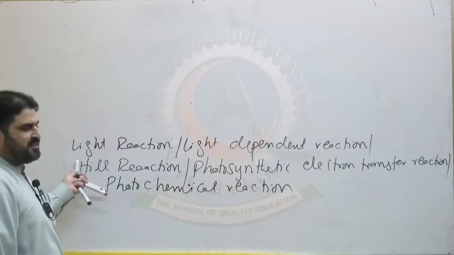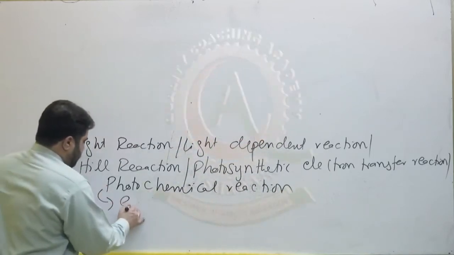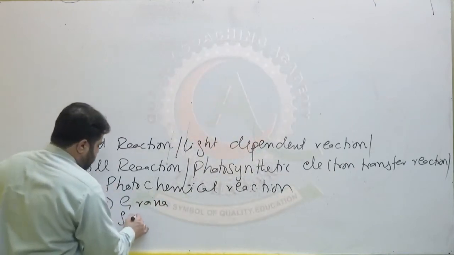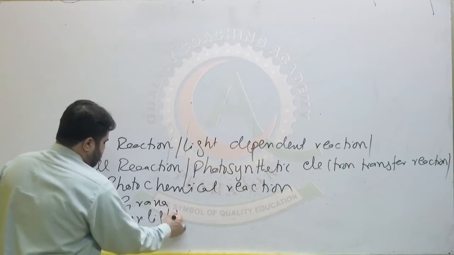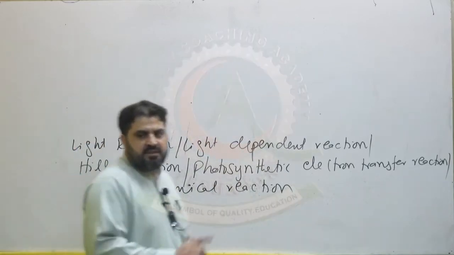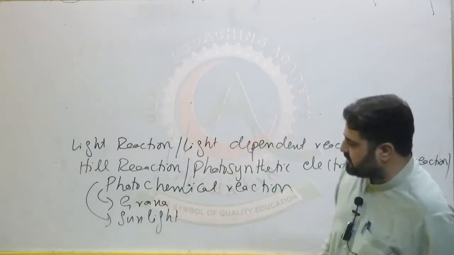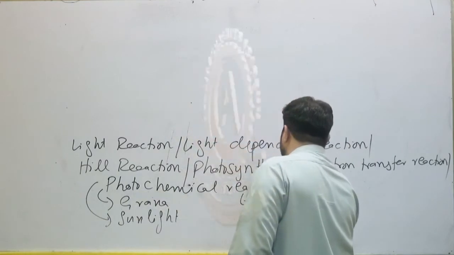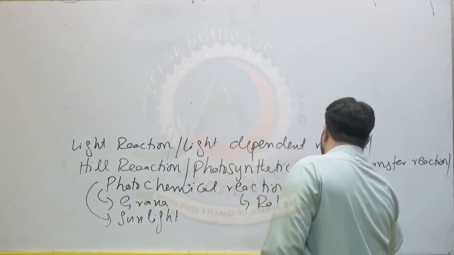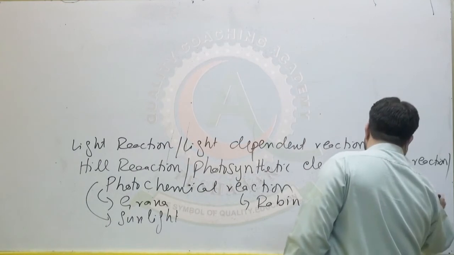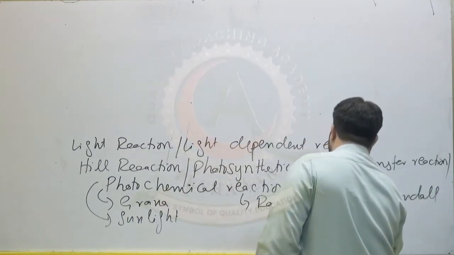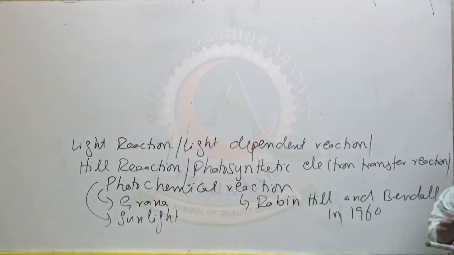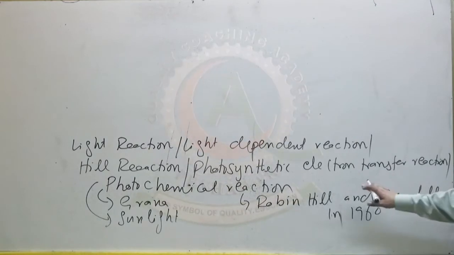This light reaction actually occurs on the grana. Light reactions need sunlight. If sunlight is there, the light reaction will occur. If there is no sunlight, there will be no light reaction. And this light reaction was discovered by Robin Hill and Bendall in 1960. In some books they have written 1961. Yes, it was discovered by them.